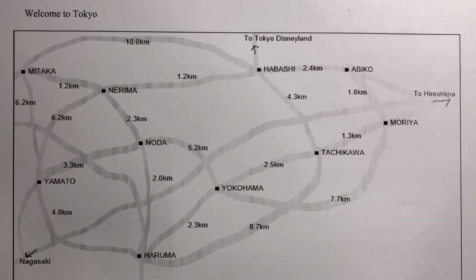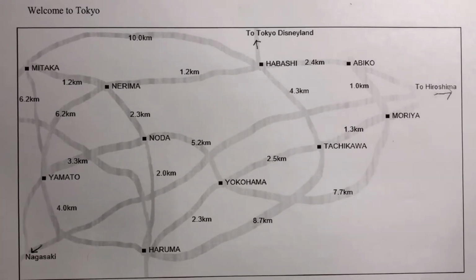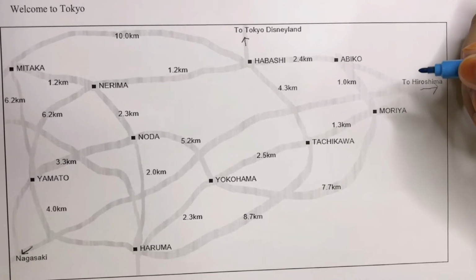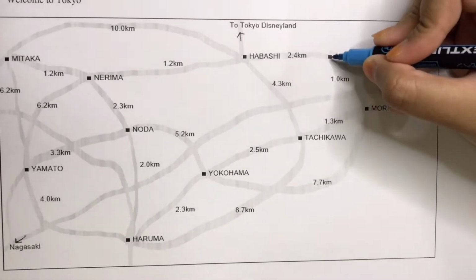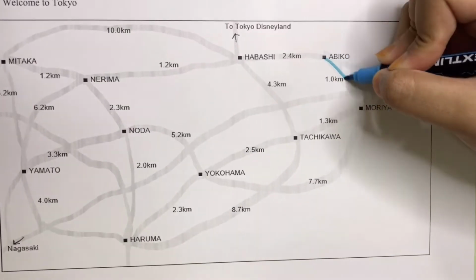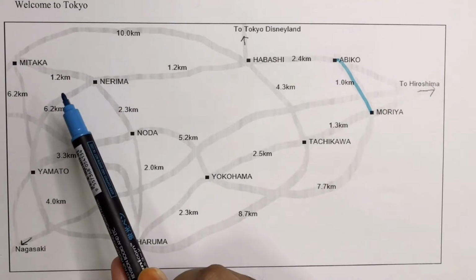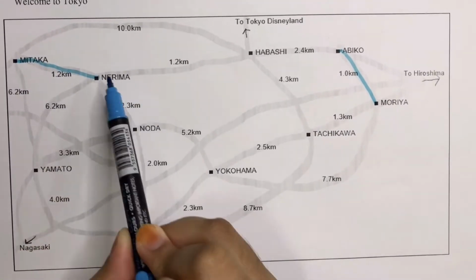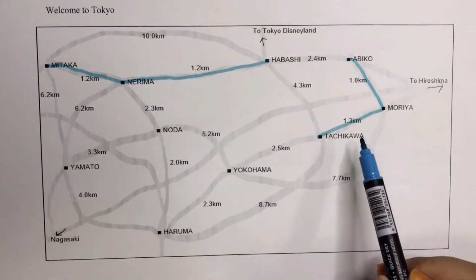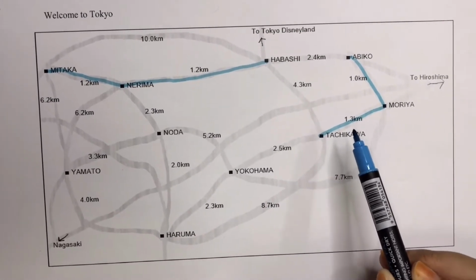The first thing we have to do is keep including minimum edges as long as no circle is generated. So let's start. We have minimum edges here which is 1. So I include these two vertices, Abiko to Moria. Now we have 1.2 here and here. So I include Mitaka to Nerima first and Nerima to Habashi. Then I have edges 1.3 here and I connect Moria to Tachikawa.